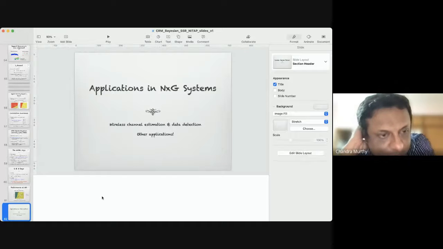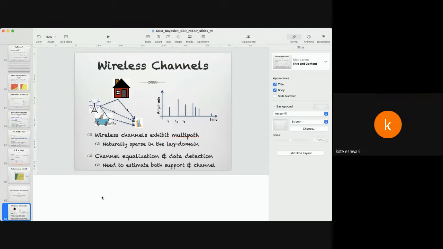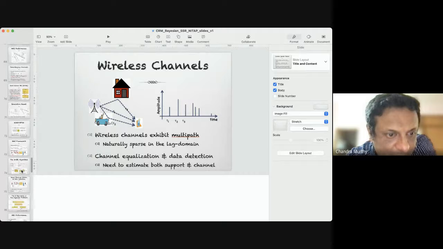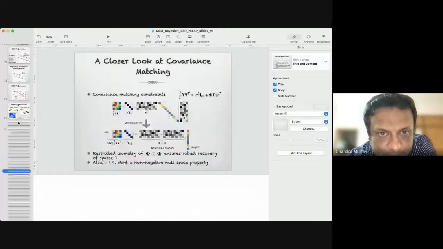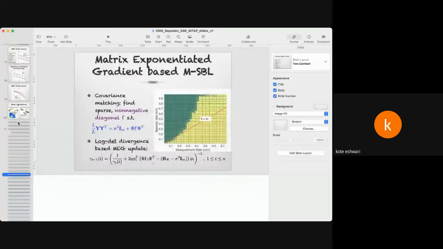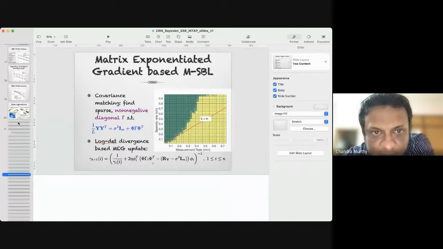Yes, in fact, I don't know if I have those in my slides here, but let me see. I might show you some pictures. Yeah, see, this is an example of what is known as a matrix exponentiated gradient-based algorithm. This is a super fast algorithm, and you can see that its phase transition diagram looks very similar to what I showed you for MSBL earlier. And this is a far, far faster algorithm.